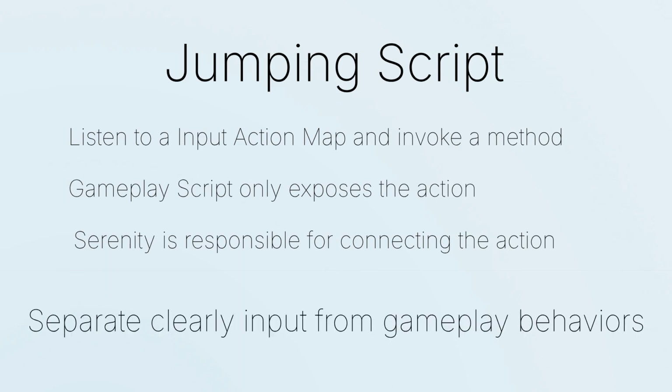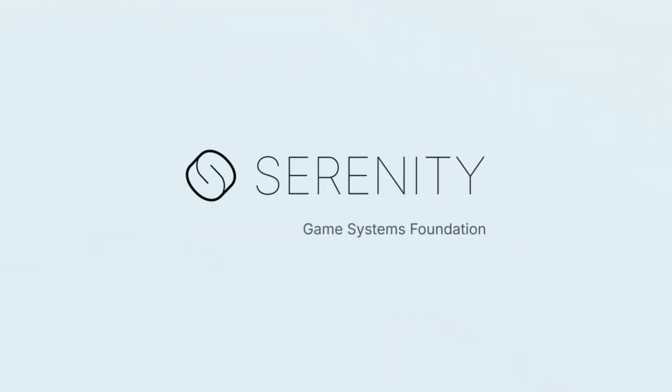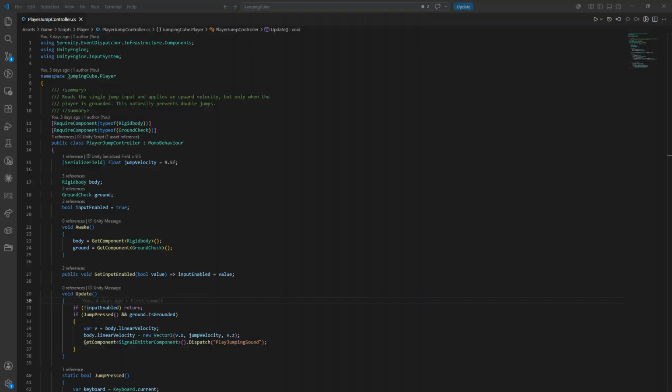This gives us a cleaner separation. Input configuration belongs to the input system. Gameplay behavior belongs to the gameplay script. Let's open the current player jump script. In our project, the jump is handled by the player jump controller. Right now, the script looks like this.